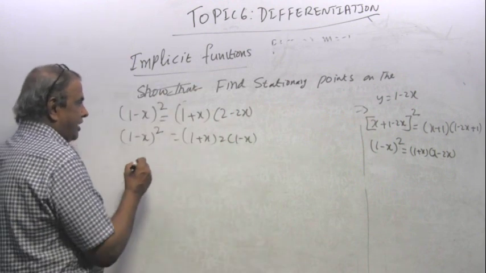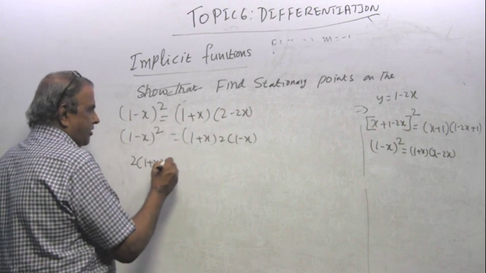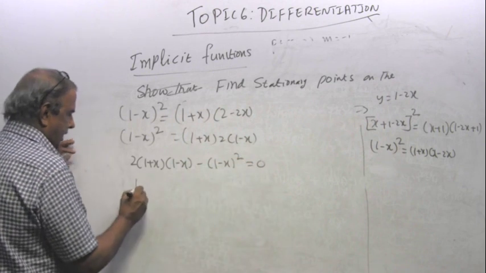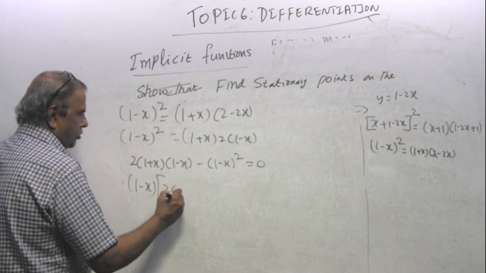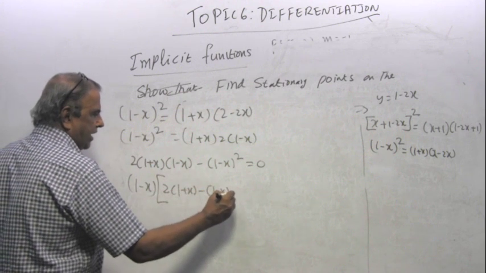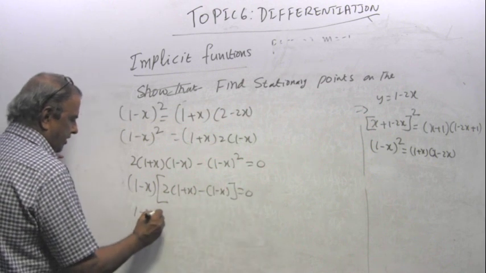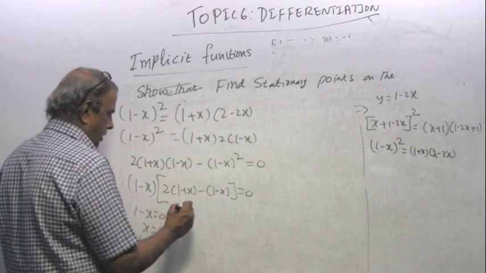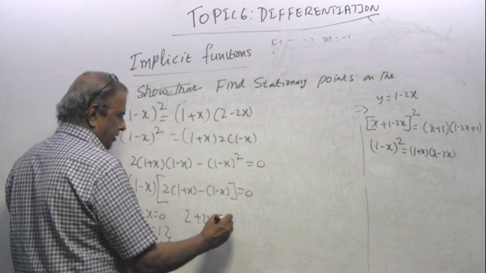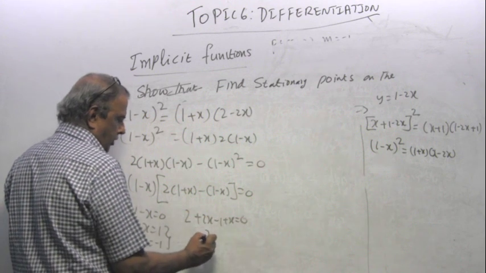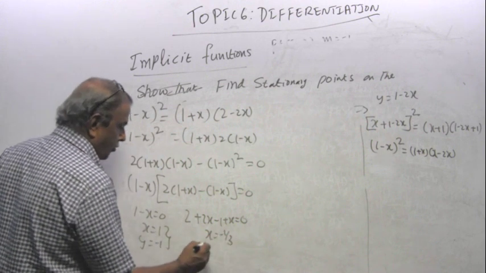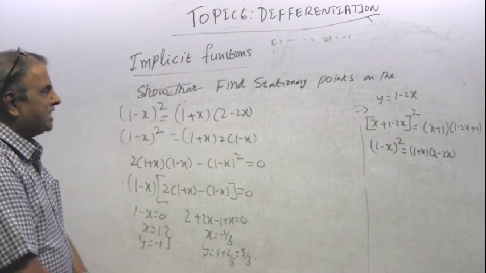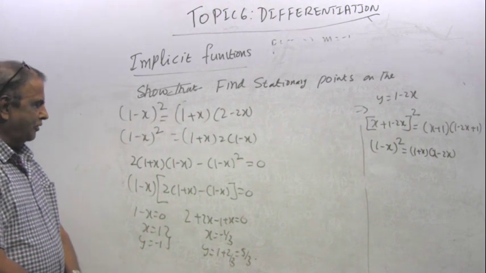Take everything to the left hand side. So, 2 times 1 plus x times 1 minus x minus 1 minus x the squared equals 0. I can remove 1 minus x common factor. I get 2 times 1 plus x minus 1 minus x equal to 0. 1 minus x equal to 0. X equal to 1. Y equal to minus 1. Here, 2 plus 2x minus 1 plus x equal to 0. So, x equal to minus 1 over 3, y equal to 1 plus 2 over 3, which is 5 over 3. Life becomes much easier if you pause to think for a minute.